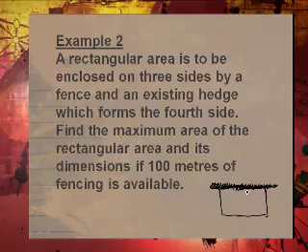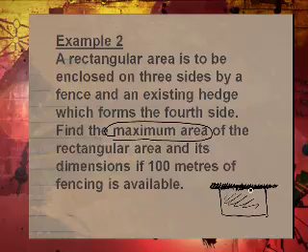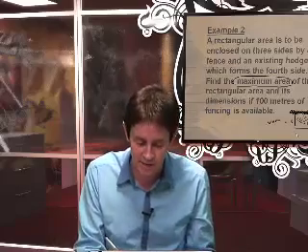it's dense. Now find the maximum area of this rectangular area here, and its dimensions. That's the length and the breadth. If 100 meters of fencing is available, so of this fence there's 100 meters available. Now how do we approach that? Typical exam question, have a look.